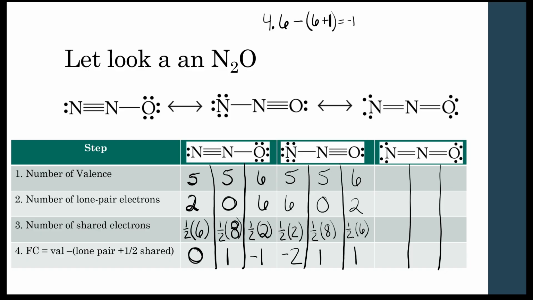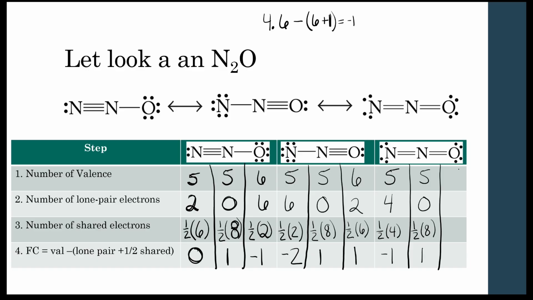And then in our last structure here, nitrogen is 5 valence. He's got 4 lone. He is sharing 4 electrons. So 5 minus 4, half of 4 is 2, so 4, 5, 6. So 5 minus 6 is -1. This guy is 5 valence, no lone, sharing 8. So 5 minus half of 8 is 4. 5 minus 4 is 1.